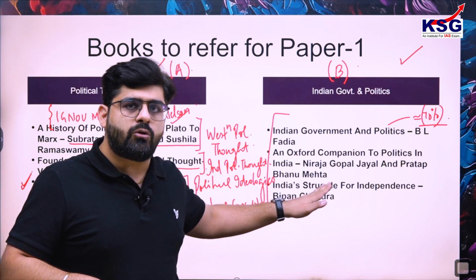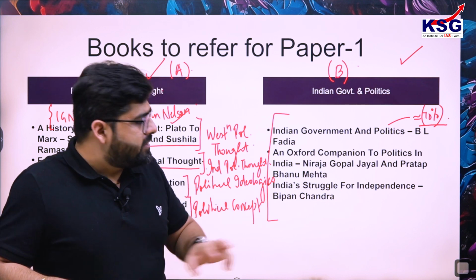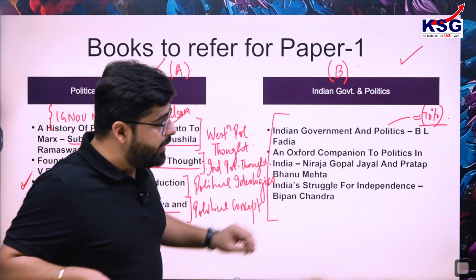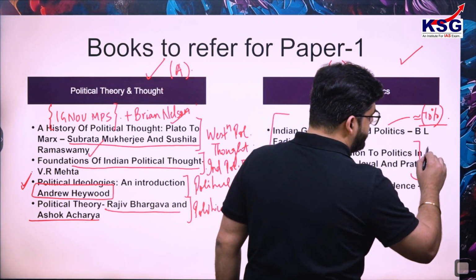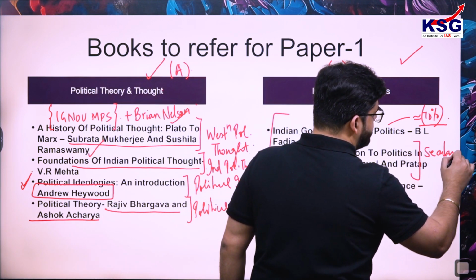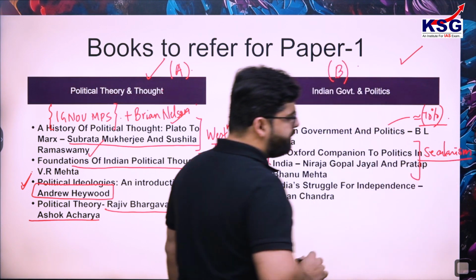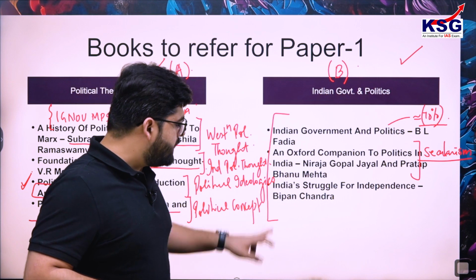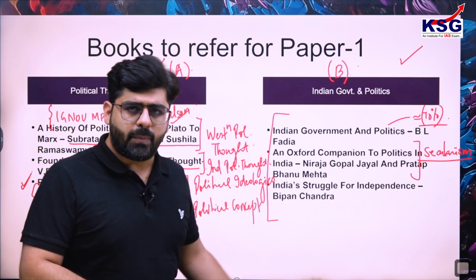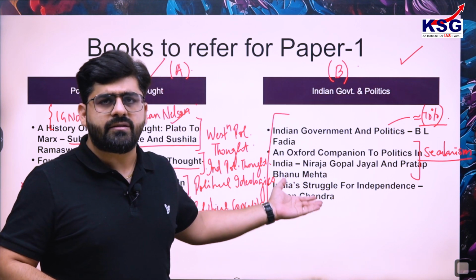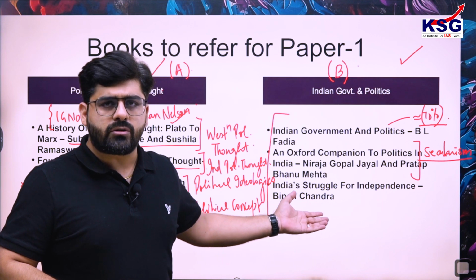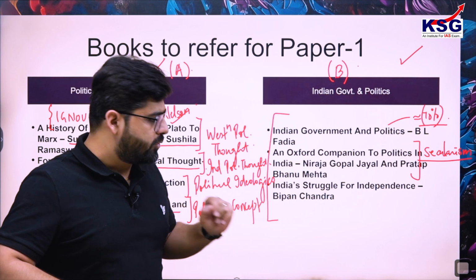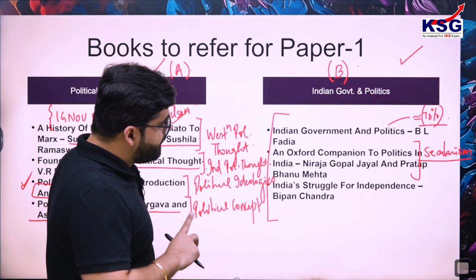This is also a very good book, with the only caveat that it is not updated and the language is extremely tough. However, for concepts like secularism, it's a very good text. Very few topics can be referred from this particular book. Third is India's Struggle for Independence by Bipin Chandra. This is a very easy text which you read for modern Indian history also. A lot of topics are overlapping. We can read this for the political science portion also.